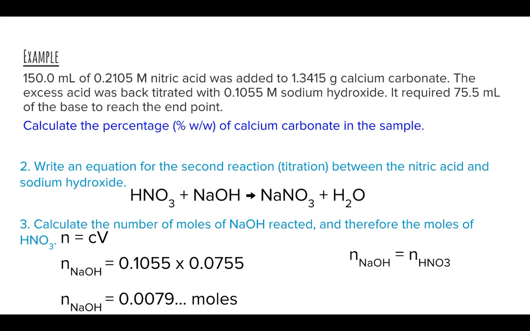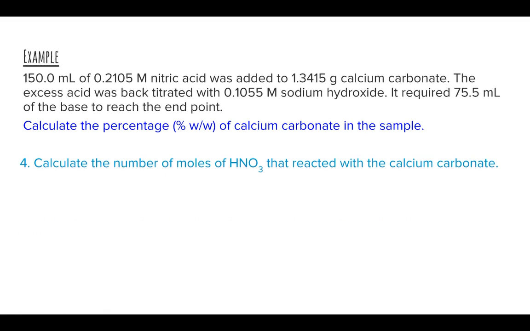Looking at the molar ratio, the number of moles of sodium hydroxide is equal to the number of moles of nitric acid. So it's a 1-to-1 ratio. Therefore, the number of moles of nitric acid is equal to 0.0079 moles. And that is the amount of nitric acid that reacted with the sodium hydroxide.